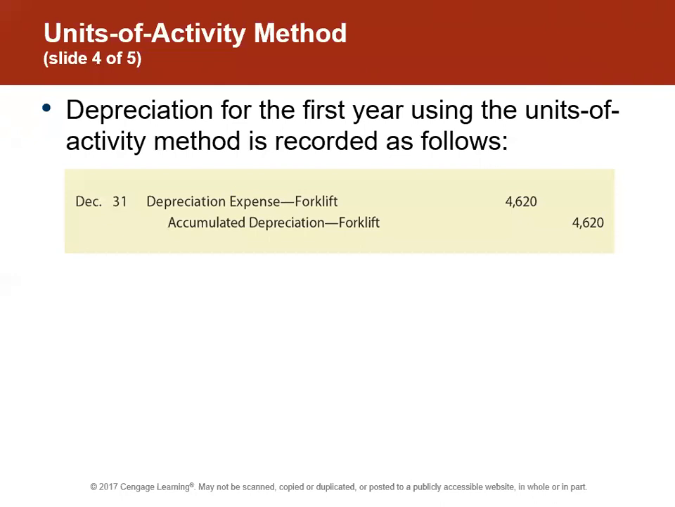But your journal entry is the same. Debit depreciation expense, credit accumulated depreciation. Okay, just the amount changes. How we're getting that value is what's changing.